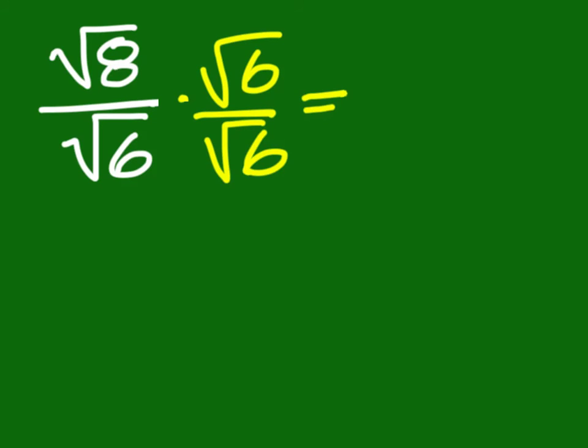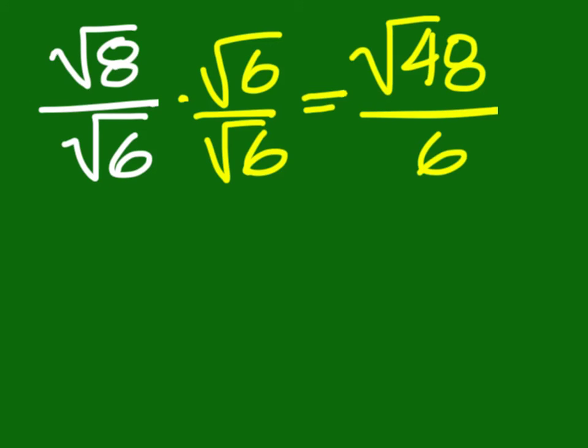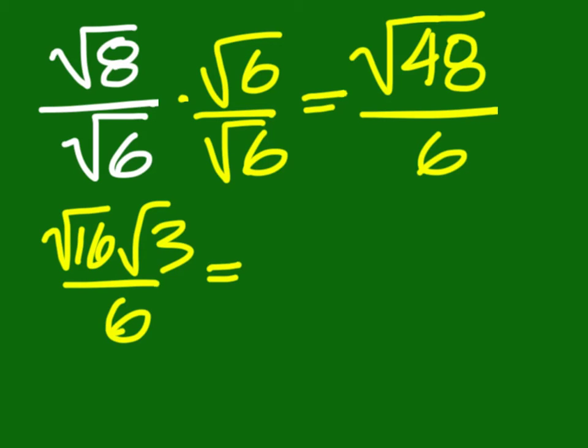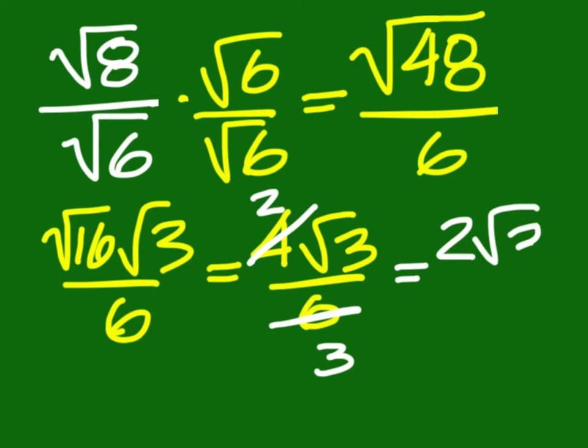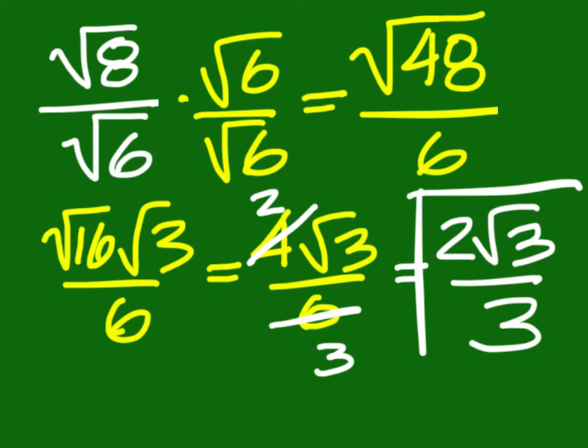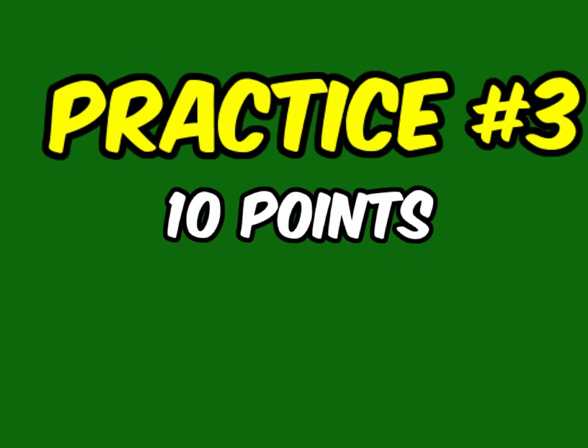I'm going to do the same problem a different way. I'm going to multiply the top and the bottom by square root of 6 right off the bat to get square root of 48 over 6. And the square root of 48 breaks up as 16 and 3, which would be 4 square root of 3 over 6. And 2 into this twice, into that 3 times. 2 square root of 3 over 3. Try this one and bring it up.